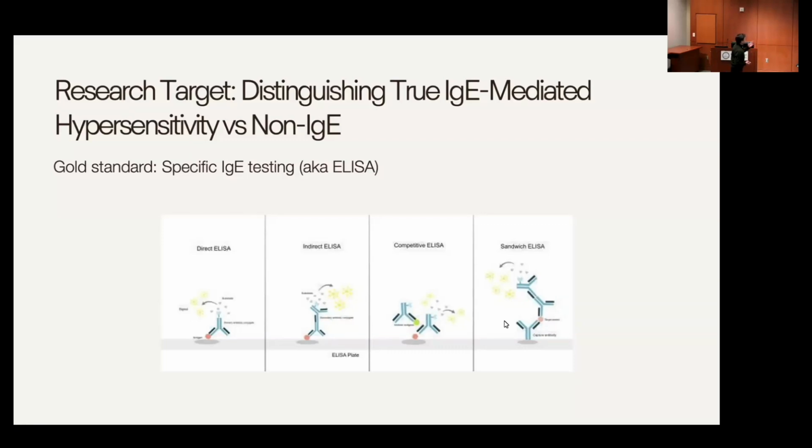We're going to be discussing ELISA because it has the capability of detecting analytes such as antigens and antibodies. For our purposes, we're going to be discussing the specific IgE testing, which is the gold standard in its application for our specific purposes, true IgE versus non-IgE mediated reaction.